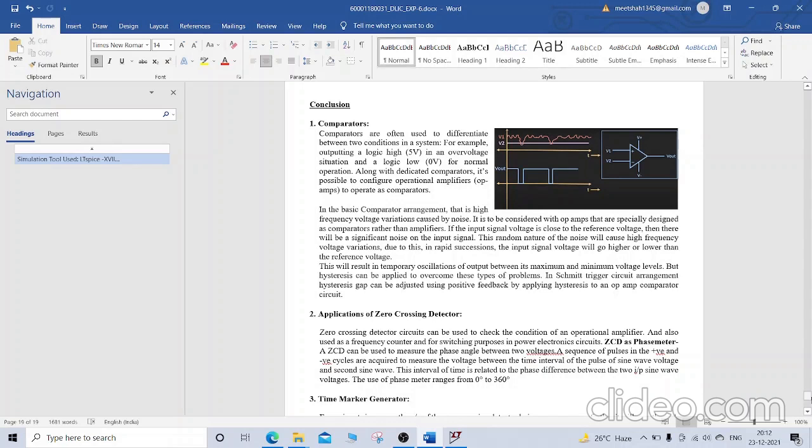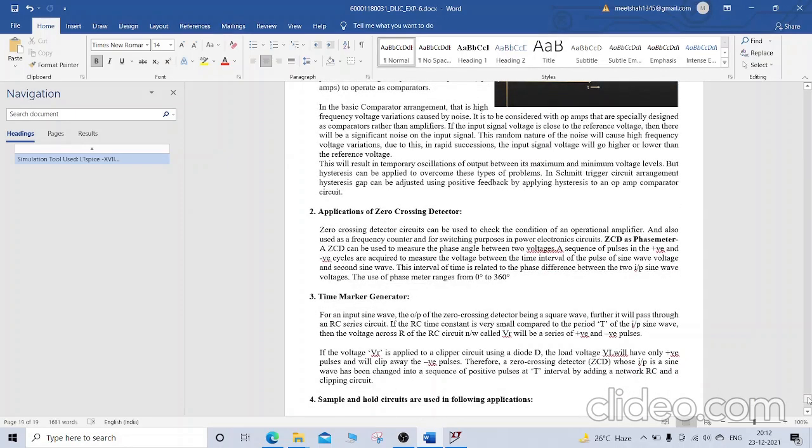Comparators are often used to differentiate between two conditions in a system. For example, outputting a logic high of 5 volts in an over voltage situation and a logic low of 0 volt for normal operation. Along with a dedicated comparator, it is possible to configure an operational amplifier (op-amp) to operate as a comparator.